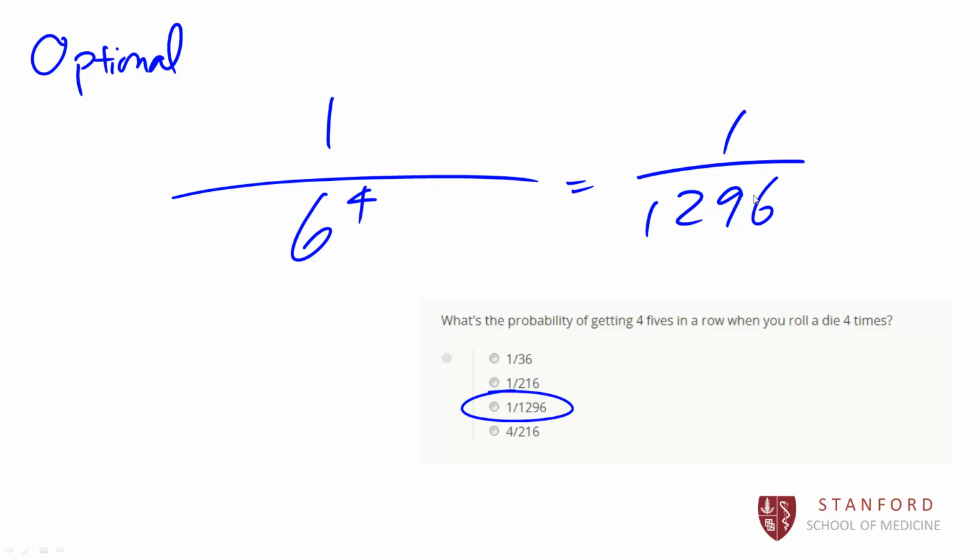One other way of thinking about this, right, is to take each die individually. So if you roll a die 4 times and you want 4 5s in a row, there's only 1 5 on each face. So every time you only have a 1/6 chance of rolling a 5, and you're going to do that 4 times. Again, this is going to give you the same answer, but it's just another way of thinking about the problem.